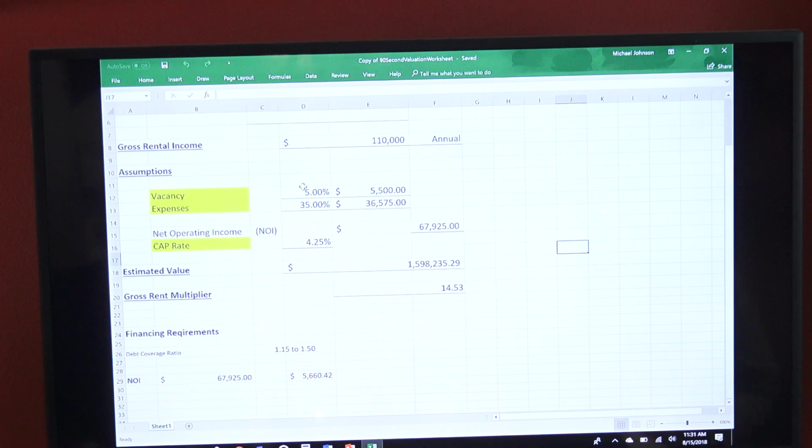So this thing here, let's say the vacancy is 3%, okay? So what happens to the value when 3% is kicked in, right?